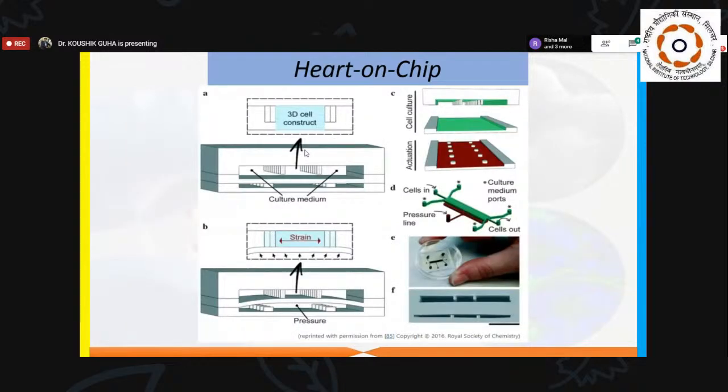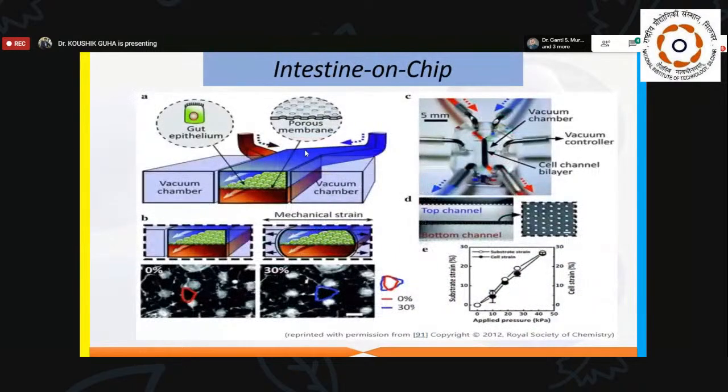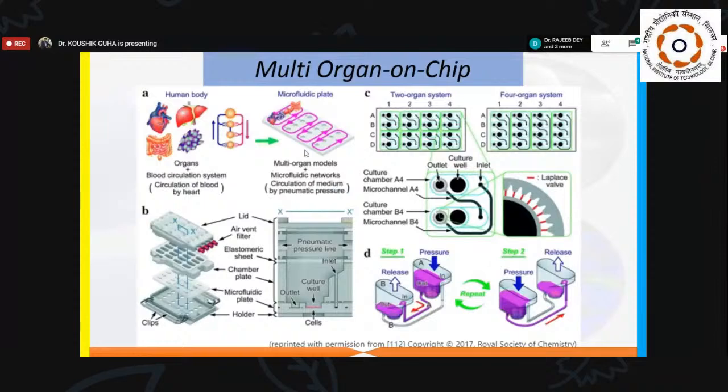Then heart on chip, the entire heart can be mimicked also. It is possible nowadays. Intestine on chip is also possible. And many universities are working on and developing this type of device. Even multi-organ on chip is available nowadays. This is the technology. So not only a single organ, but two or three organs can be developed in a microfluidic environment.